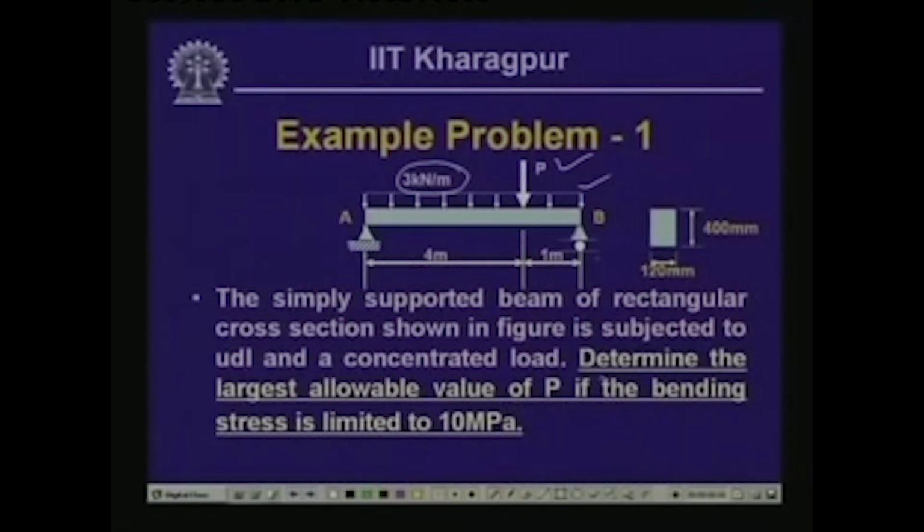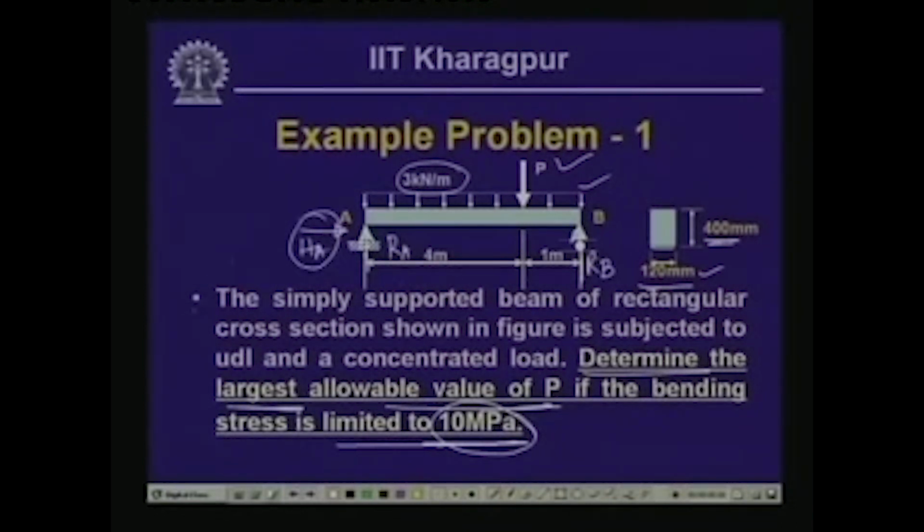Now, what we need to do is determine the largest allowable value of P if the bending stress is limited to 10 MPa, and here the cross section of the beam is a rectangular one having width 120 millimeter and depth 400 millimeter. Now, as usual we evaluate the reactive forces. As you know, at A we will have a vertical reaction Ra, we will have a horizontal reaction Ha because this is a hinge, and at the roller support we will have a vertical reaction Rb, but since there are no horizontal forces Ha will be equal to 0.